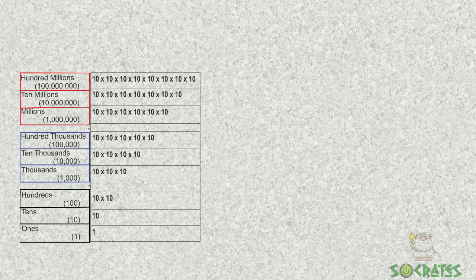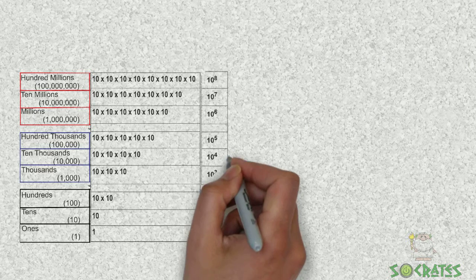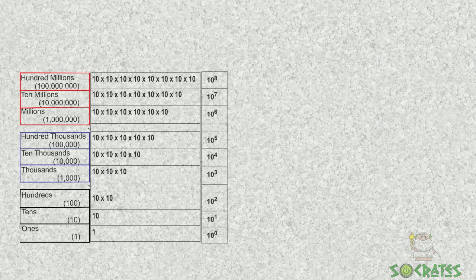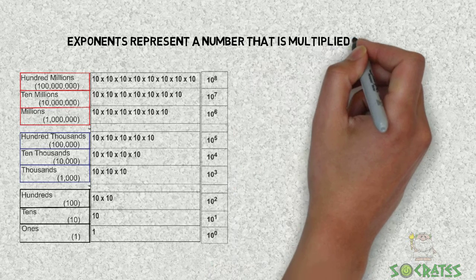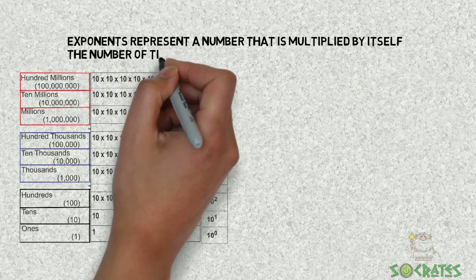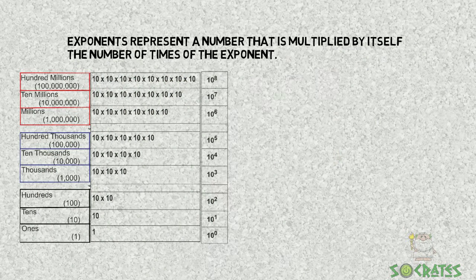So an easier way to record a number that is being multiplied by itself is to use exponents. Exponents are small digits to the right-hand side of each number. So we look at 10 to the 8th power. That means 10 times itself 8 times to get to 100 million. Exponents represent a number that is multiplied by itself the number of times of the exponent.